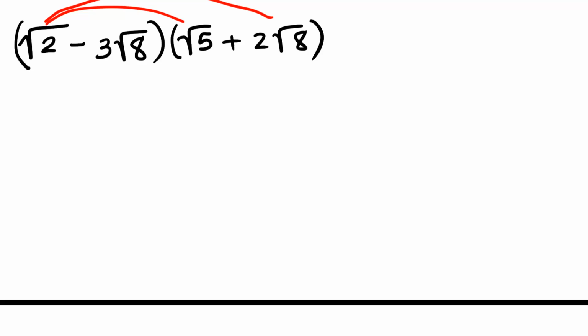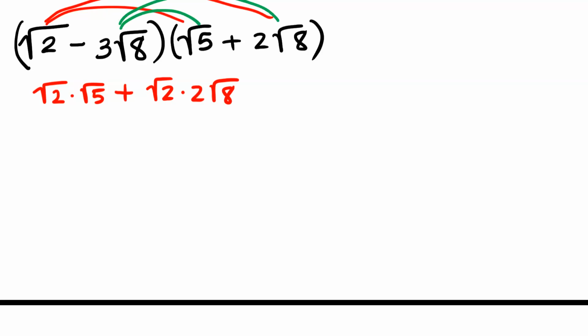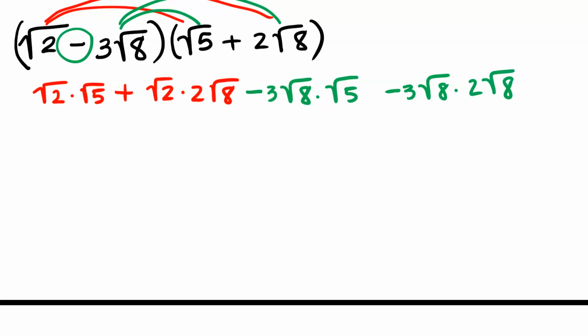So I'm going to distribute each of the terms. So first term, if you need to, you can always write this out. I'm going to have that square root of 2 times the square root of 5, and I'll move slow. The second one, plus square root of 2 times 2 square root of 8. And then we'll distribute the second term, not forgetting that it had a negative attached to it. So negative 3 root 8 times the square root of 5, and negative 3 root 8 times 2 root 8. So, like I said, you could do this in your head, but I'm moving slow just in case anyone needs a little bit more help.